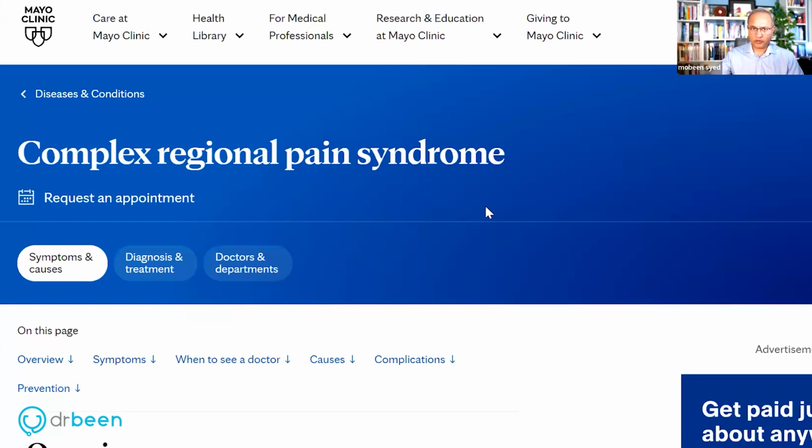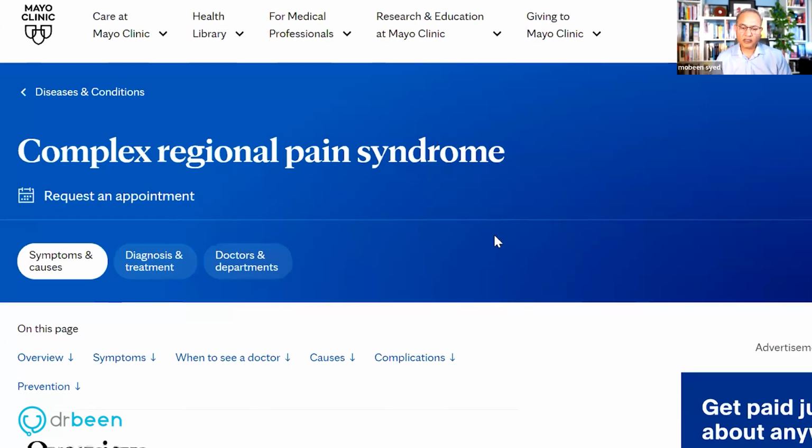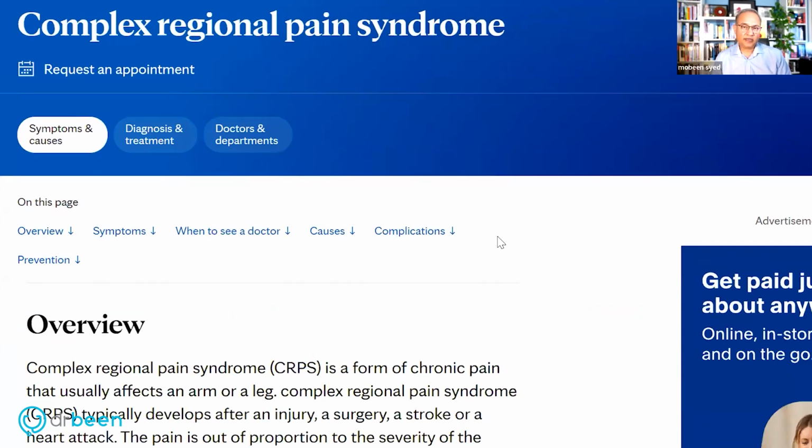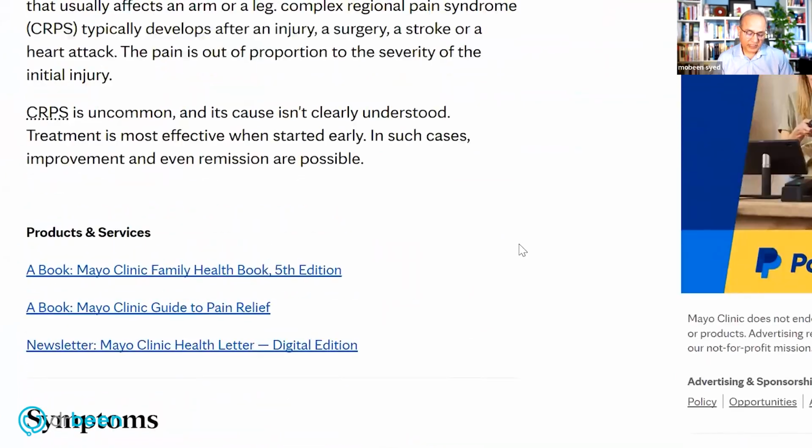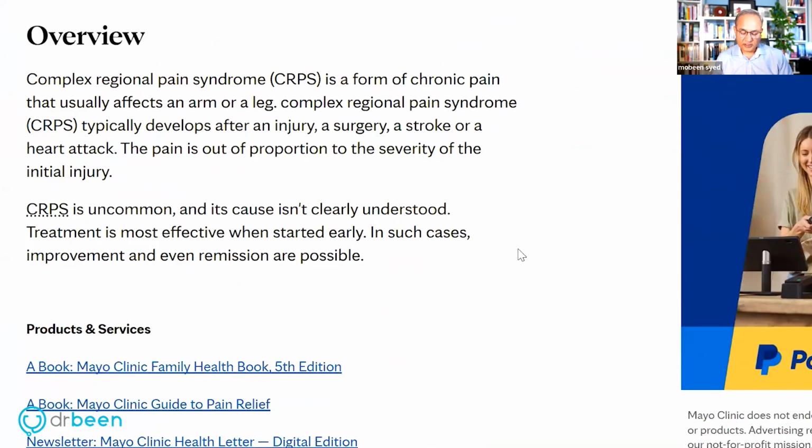This has happened more recently because of the COVID events and COVID-related intervention events, that complex regional pain syndromes have become very common. Complex regional pain syndromes are pains that start in the body and are not explained. And actually, we do not even know the pathophysiology of those pains. So, for example, if you see here, this is Mayo Clinic. Complex regional pain syndrome is a form of chronic pain that usually affects an arm or a leg. Complex regional pain syndrome typically develops after an injury, a surgery, a stroke, or a heart attack. The pain is out of proportion. So, although COVID-related or vaccine injury-related, however rare the injury may be, that usually affects the whole body.